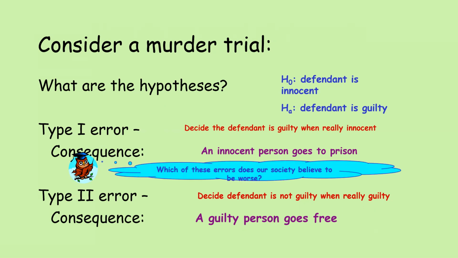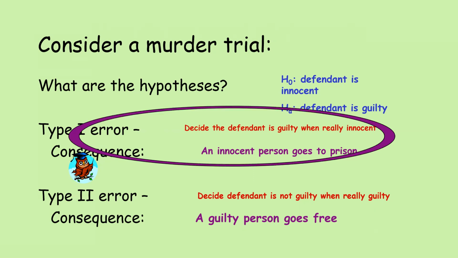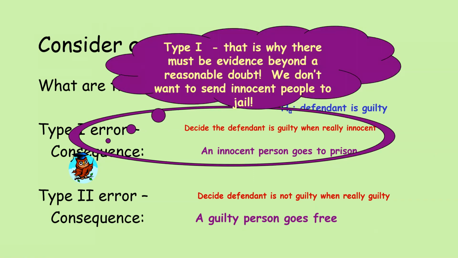So which of these errors does our society believe to be worse? Society does not want an innocent person going to prison. So the defendant is always innocent until we have proof that they are guilty. So type 1, that is why there must be evidence beyond a reasonable doubt. We don't want to send innocent people to jail.